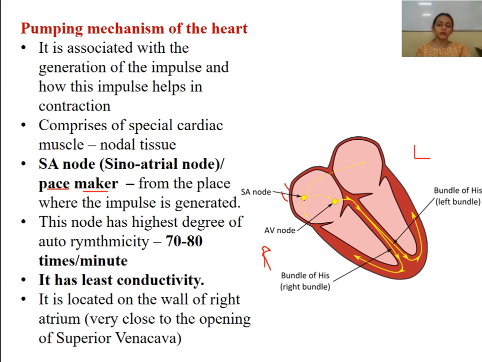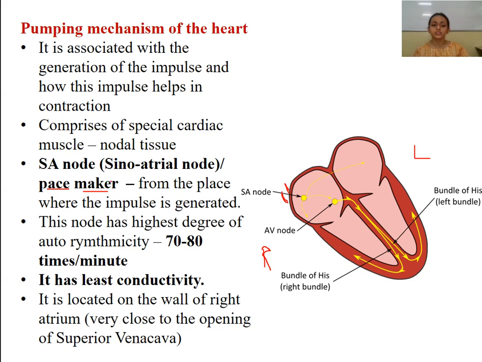If you want to know the exact location on the right atrium, it is very close to the opening of the superior vena cava. We discussed that the superior vena cava is a vein that brings the deoxygenated blood from the upper parts of the body. So the location of the SA node is very near to the superior vena cava. Now this SA node has the highest degree of autorhythmicity, 70 to 80 times per minute, and it has the least conductivity.